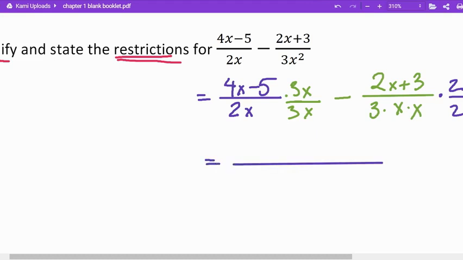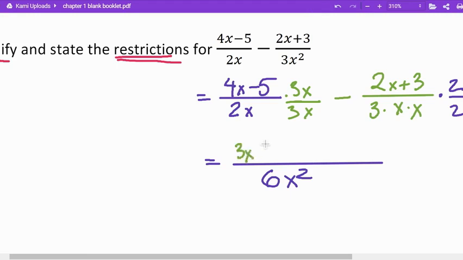And so now we can combine the denominator. So the denominator is 2 times 3, x times x. So we've got 6x squared as the common denominator. Yeah? Okay. And now for the numerator, I'm going to take a few steps here.